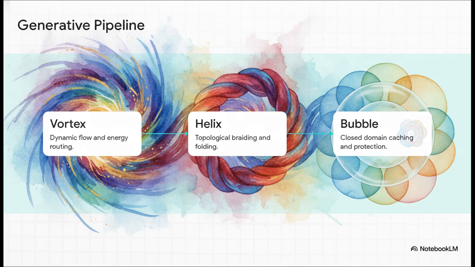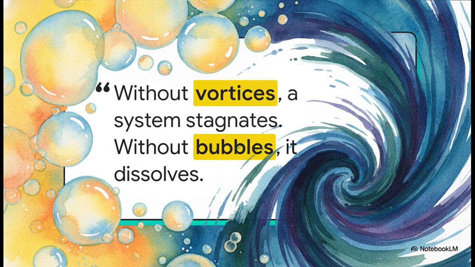So you can think of it like this. The vortex generates, the helix weaves, and the bubble protects. Now, this constant tension between generative chaos and structural order is the absolute foundation of the unified mutation engine. Think about your own life for a second. If we only had protective bubbles, nothing would ever move or grow or change, right? But on the flip side, if we only had chaotic vortices, everything would just fall apart into a completely disorganized mess. You literally need both.